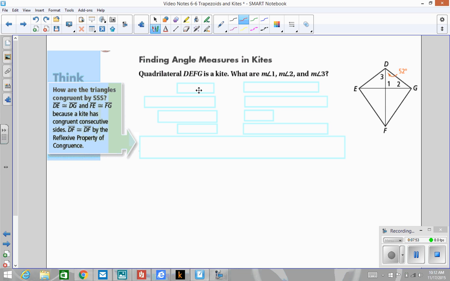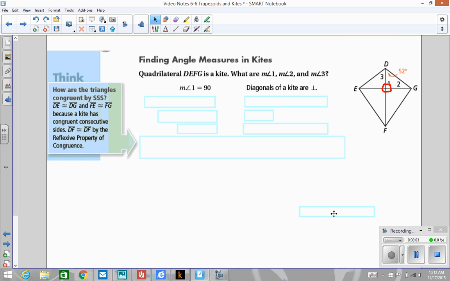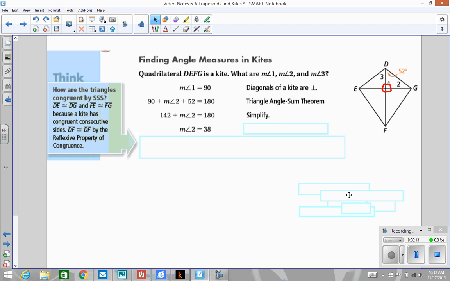Okay, so if we want to find the angles 1, 2, and 3 of the kite, we're going to look here. We know that this is a right angle because it's a kite and those are perpendicular. So we can easily know that angle 1 is equal to 90 because the diagonals of the kite are perpendicular. Now if I know this is 52, I know there's 90 degrees left. When I subtract, I'll find the missing angle. So angle 2 is going to equal 38 degrees.